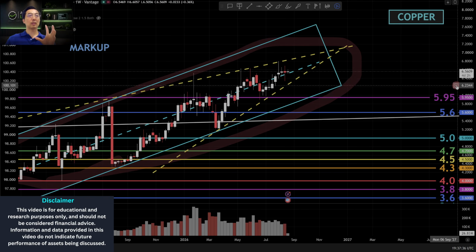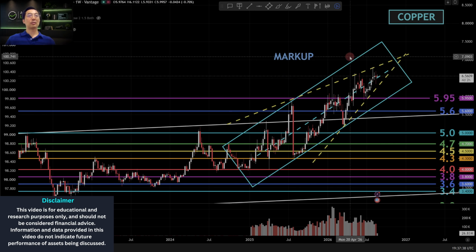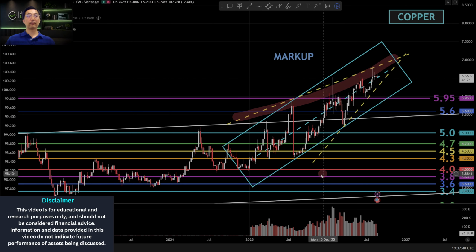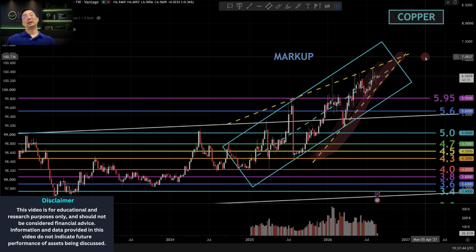And last time we talked about the price action is actually trading inside this ascending wedge. In typical textbook candlestick pattern analysis, an ascending wedge is a bearish signal. But sometimes you do find exceptions. So I always ask people not to follow 100%. Okay, look at the situation at hand.